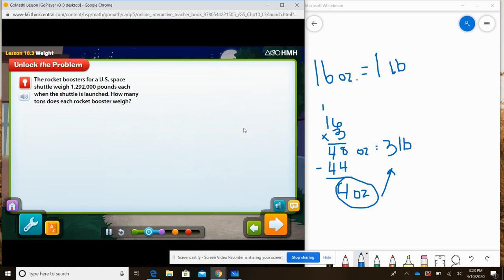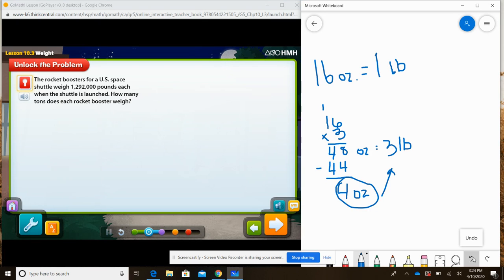Next problem we have is the rocket boosters for a US space shuttle weigh 1,292,000 pounds each when the shuttle is launched. How many tons does each rocket booster weigh? For this, we're going to need to know how many pounds are in a ton, which is 2,000. So go ahead and work on this, and then in the next video, we'll work it out. Take a minute to try and solve this problem.